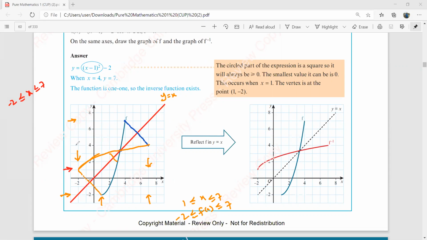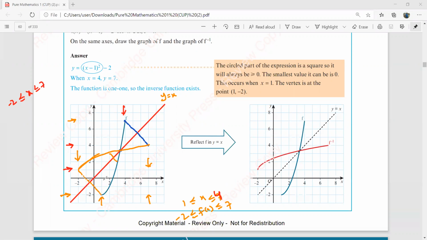Oh, one mistake has happened. You people did not see that. You did not tell me that. Okay. The domain for this blue curve is from 1 to 4. It is not from 1 to 7 because this curve is ending here. This blue curve is ending over here. Okay. Can you see that?